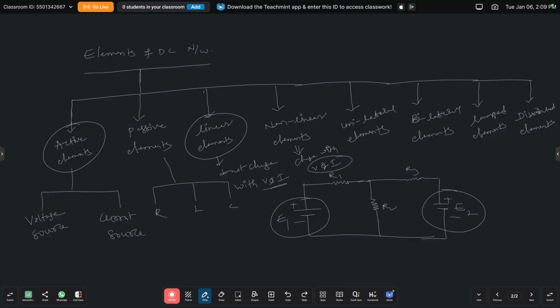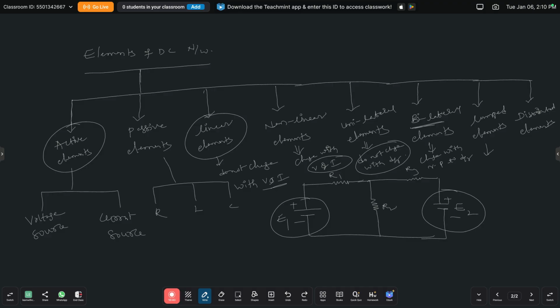A unilateral circuit is one whose parameters do not change with direction. If they do not change with direction, then it is a unilateral element. And bilateral elements are also the opposite of unilateral. In the name itself, bilateral means the element whose parameters change with respect to direction, and then it is called a bilateral element.